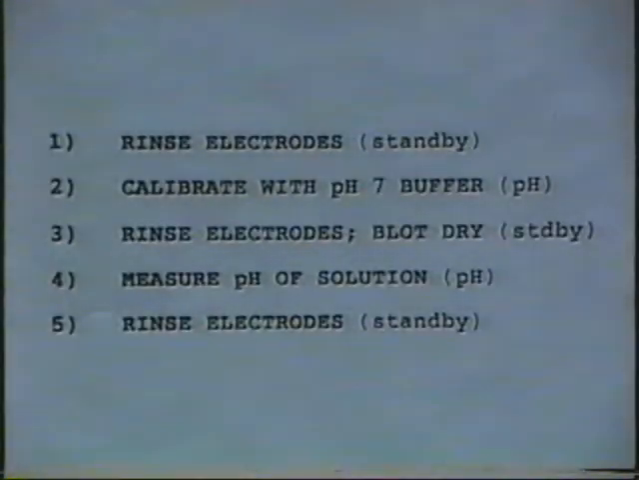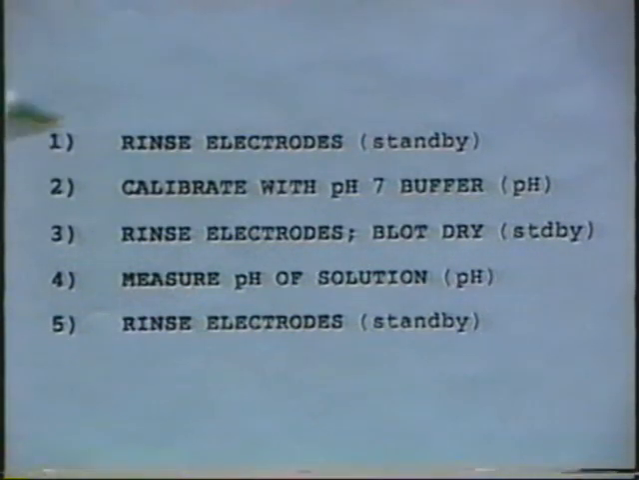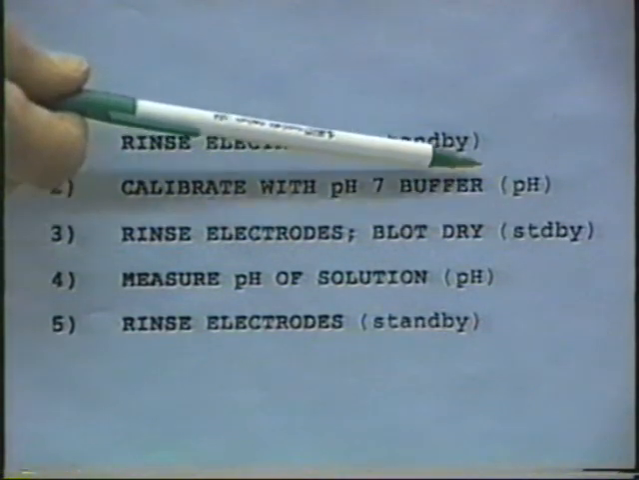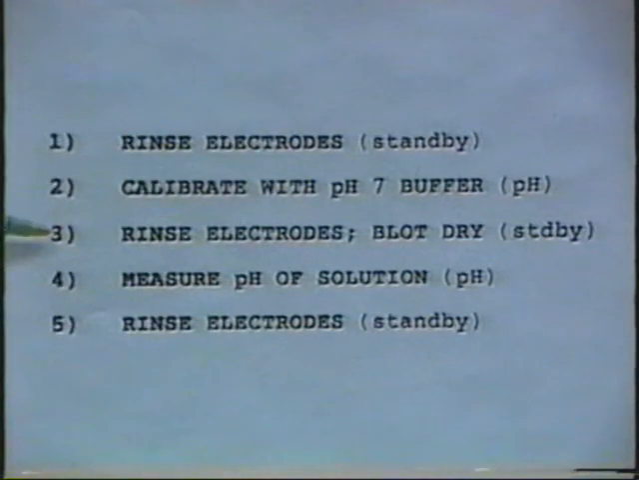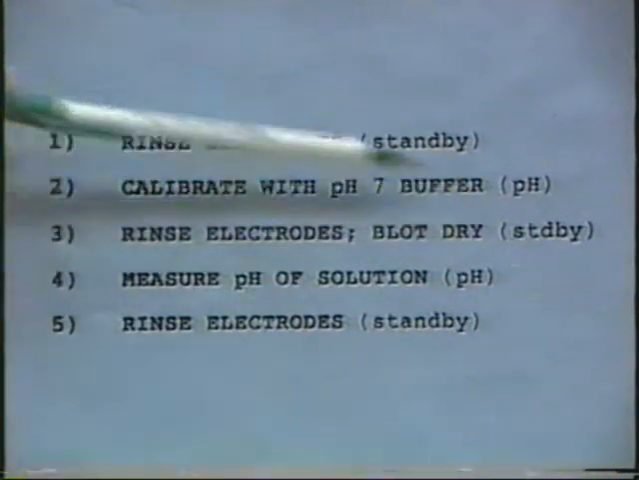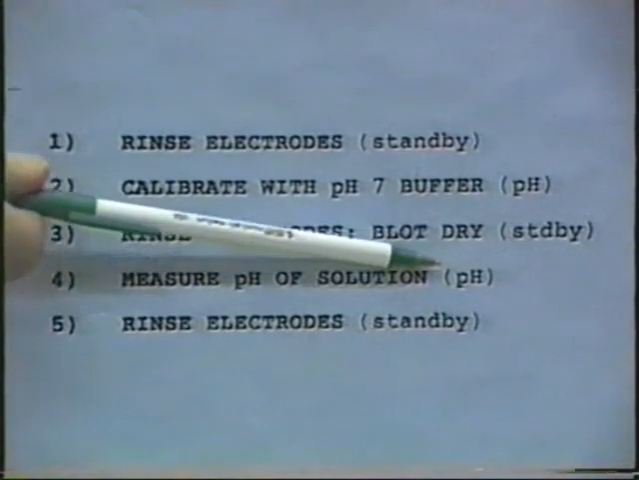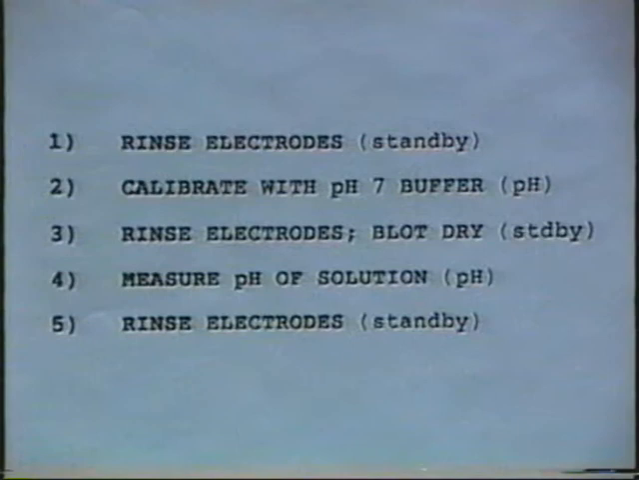Well, to summarize then, whenever you get to the pH meter, the first thing you do is make sure the pH meter is on standby, and you take the electrodes and you rinse them off and pat them dry. Then you calibrate the pH meter with the pH 7 buffer. This you do, of course, with the pH meter in the pH position. Once it's calibrated, you again rinse off the electrodes and blot them dry. This again in the standby position, and then you put your solution to be measured and put the electrodes in that solution. The measurement is done in the pH position.